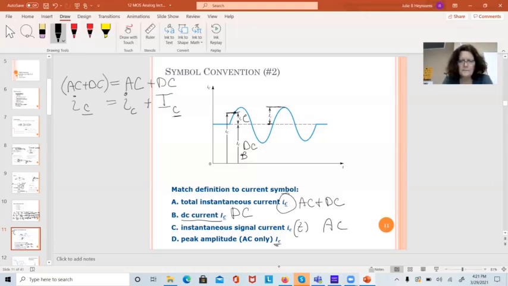Or wait, no, total instantaneous current. And then this is the AC part, the peak amplitude. Okay, and that can be a function of time too. So that will help you in your reading of the Sedra/Smith book.